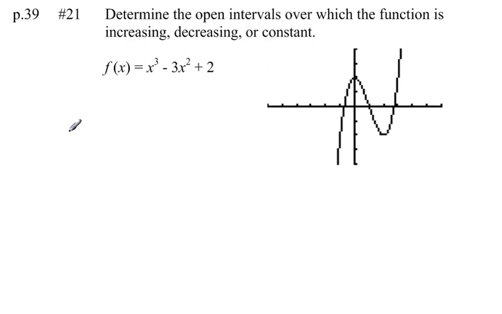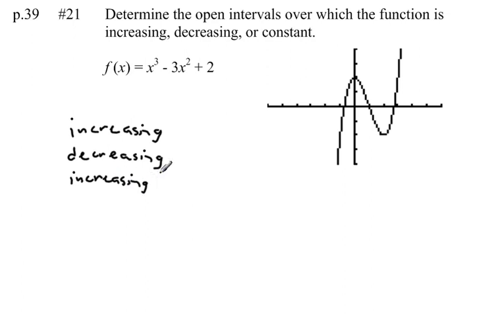So we can say the graph starts out increasing. So let me just write that down. Then it is decreasing, and it finishes by increasing. So what I have to do is define these intervals. When is it increasing? When is it decreasing? And when is it increasing again?